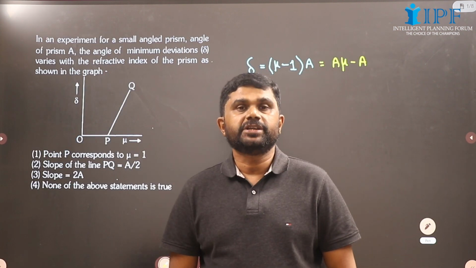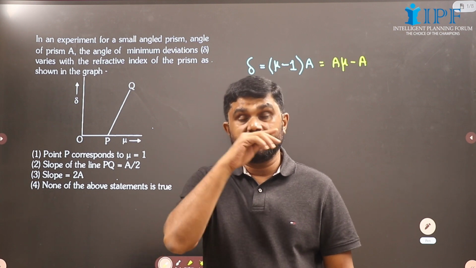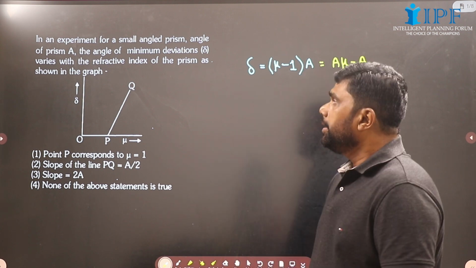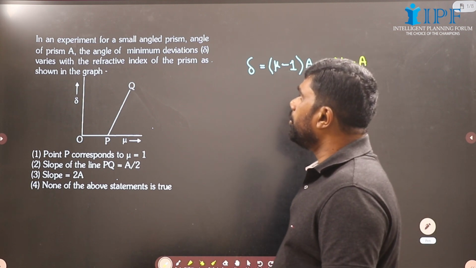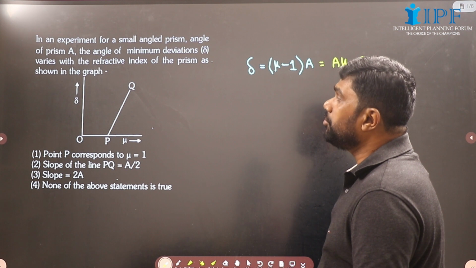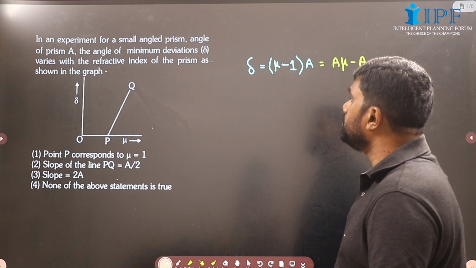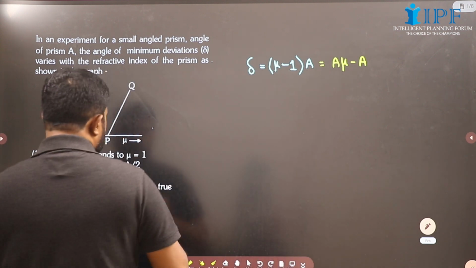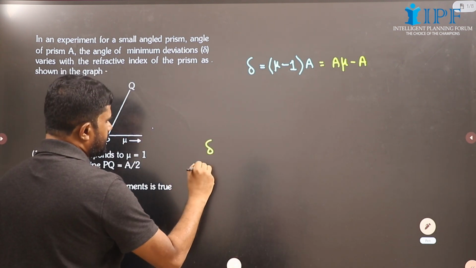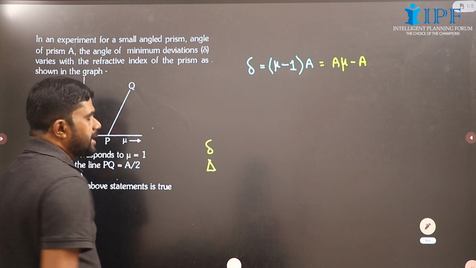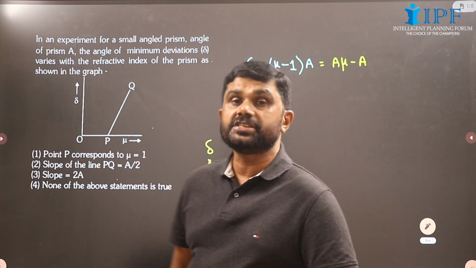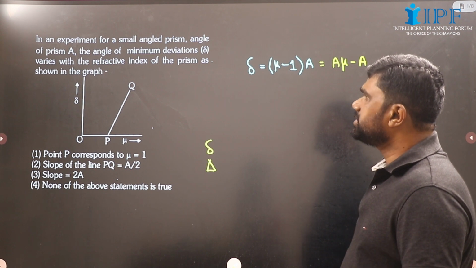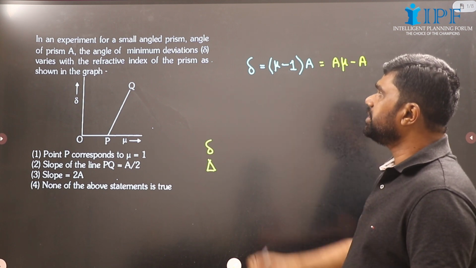Now the plot of the angle of deviation versus angle of prism for a triangular prism. Now see, in an experiment for a small angled prism, the angle of prism is capital A, and the angle of minimum deviation is represented by small letter delta, not capital letter delta. The angle of prism, capital A, varies with the refractive index of the prism.